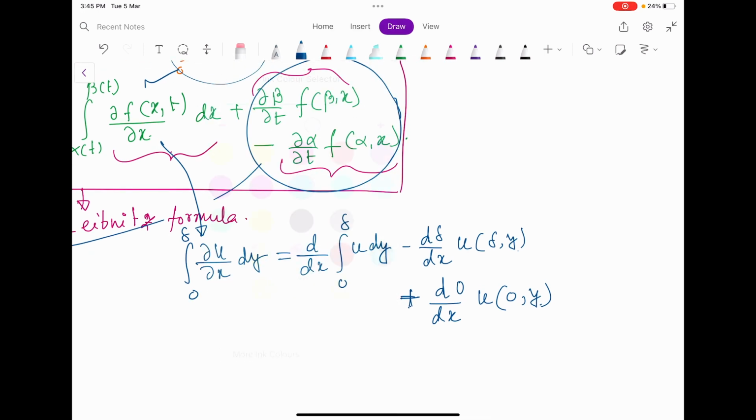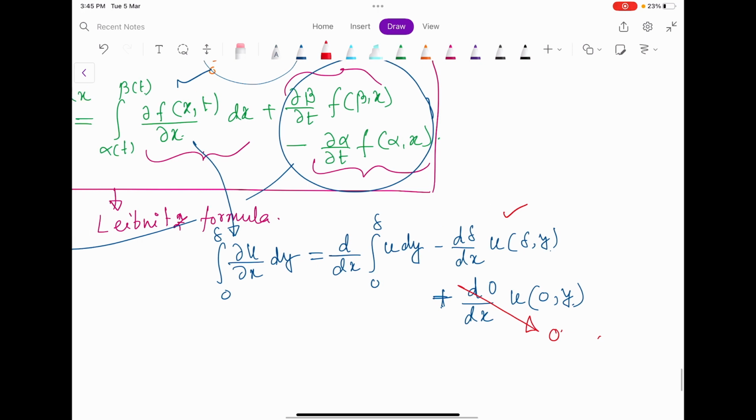So this is 0, right? This is directly 0. Okay, now what will be this? What is u of delta at y? U of... is it making any sense?